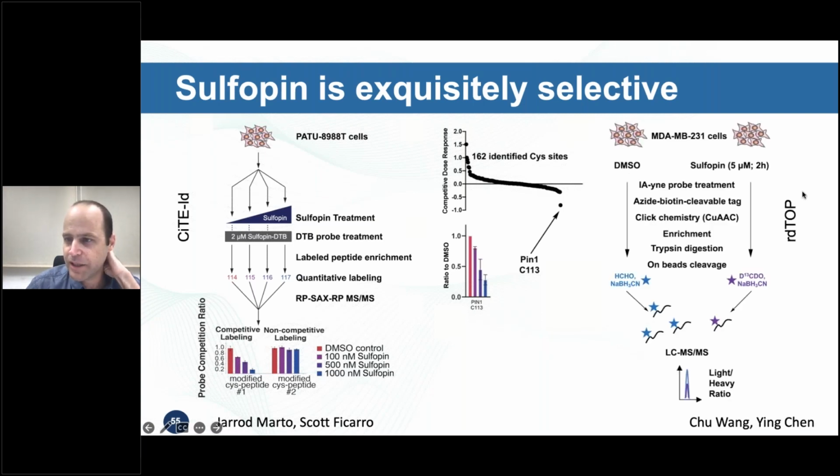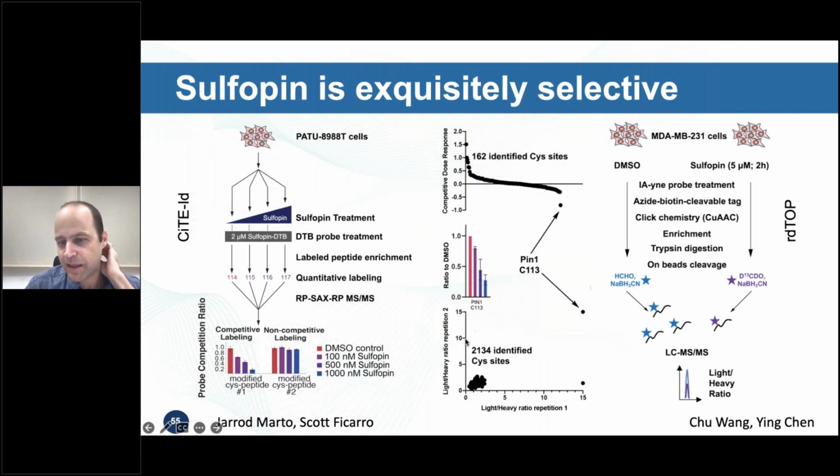And then using a variation of isotope ABPP called RDTOP, we were able now to identify 2,200 different cysteines. We did this in 2 replicates, and the only cysteine identified in both replicates is Cys113 of PIN1. So truly unique selectivity for this cysteine over the rest of the cysteinome.